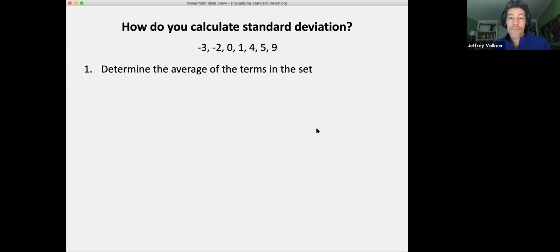All right, so we found the average should be 2. We add these up: -3 and -2 cancel out with 5. The 1 and the 9 are 10, plus 4 is 14. There's 7 terms, average of 2.